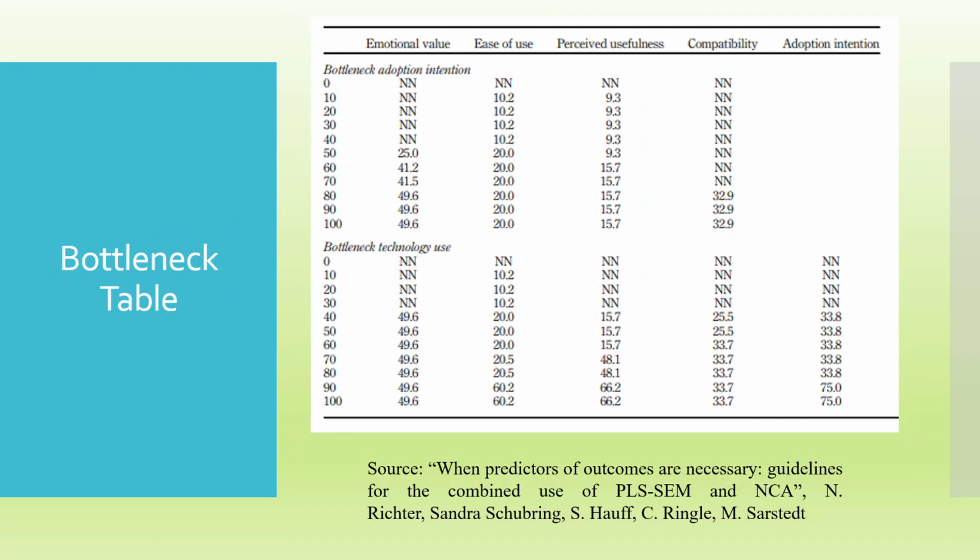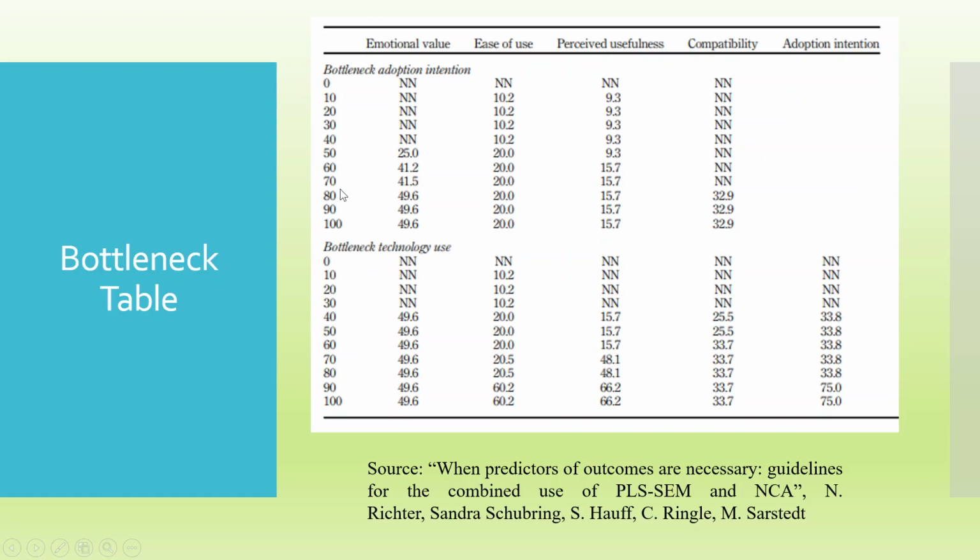Now, what is a bottleneck table? Let's try to understand. The bottleneck table will be generated for all the endogenous constructs, that is, the dependent variables. So, bottleneck adoption intention, bottleneck technology use. If I want 50% of adoption intention, and these are all my independent constructs: emotional value, ease of use, perceived usefulness, compatibility, then we will have to make sure that emotional value is set at 25 percentile, ease of use is at 20 percentile, perceived usefulness is at 9.3 percentile. Compatibility not available, or rather not necessary.